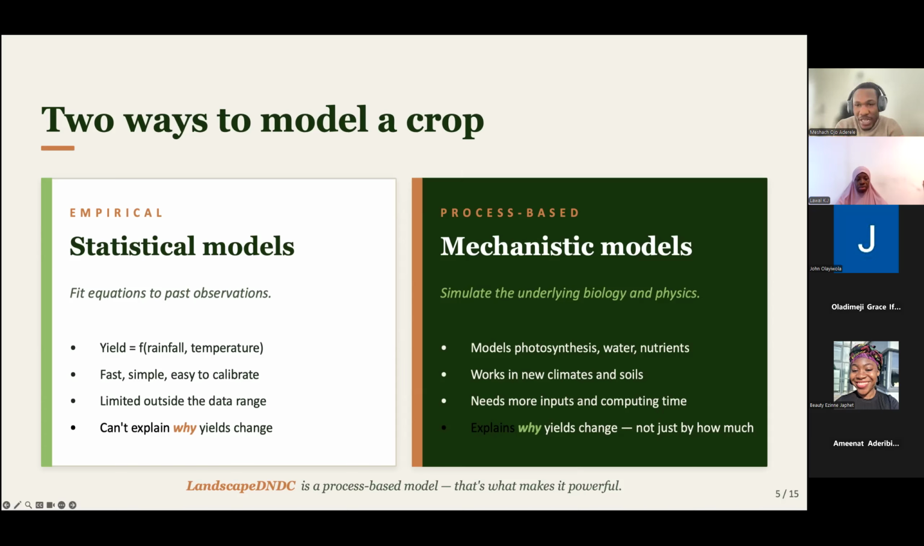So models will model things like photosynthesis, water, and nutrients, so that the same model can work in a new climate and soil, so long as you calibrate it correctly. And of course, we always need more input for our calibration at the same time. But what is more important is that we can explain why there's a change in our crop yield.